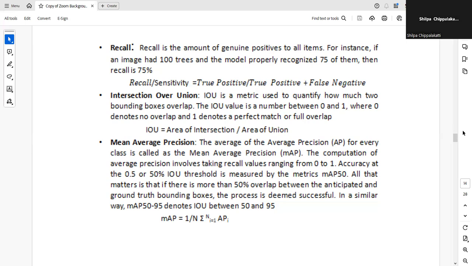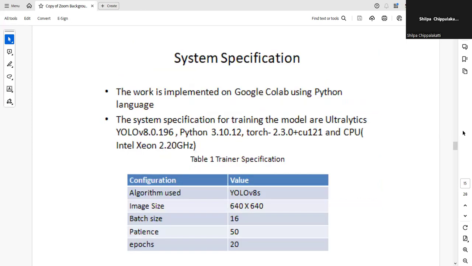Mean average precision value. The average of the average precision for every class is called the mean average precision value. The computation of the average precision involves taking recall values ranging from 0 to 1, and accuracy at the 0.5 or 50% IOU threshold is measured by the metric MAP50. All that matters is whether there is more than 50% overlap between the predicted and the ground truth bounding boxes; then the prediction is deemed successful. In a similar way, MAP50-95 denotes IOU between 50 and 95. This is the formula by which we can calculate the MAP, the mean average precision value.